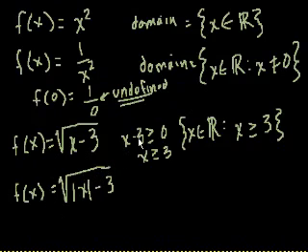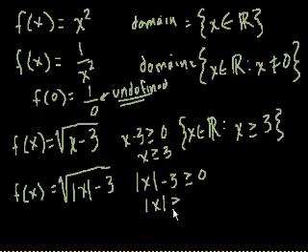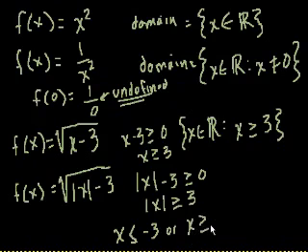Well, just like this time around, this expression of the radical still has to be greater than or equal to 0. So we can just say that the absolute value of x minus 3 is greater than or equal to 0. So we have the absolute value of x has to be greater than or equal to 3. And in order for the absolute value of something to be greater than or equal to something, that means that x has to be less than or equal to negative 3, or x has to be greater than or equal to 3.